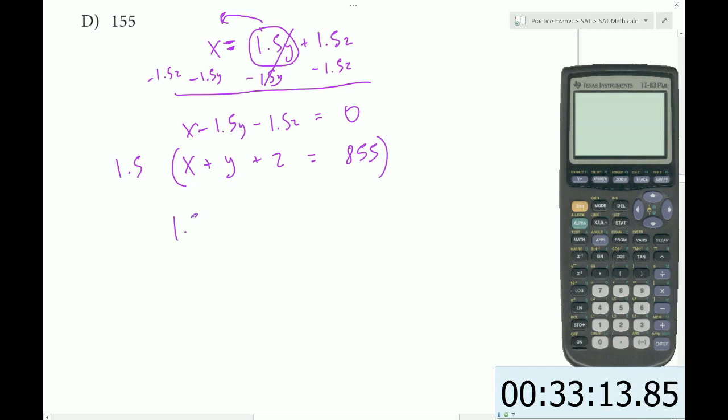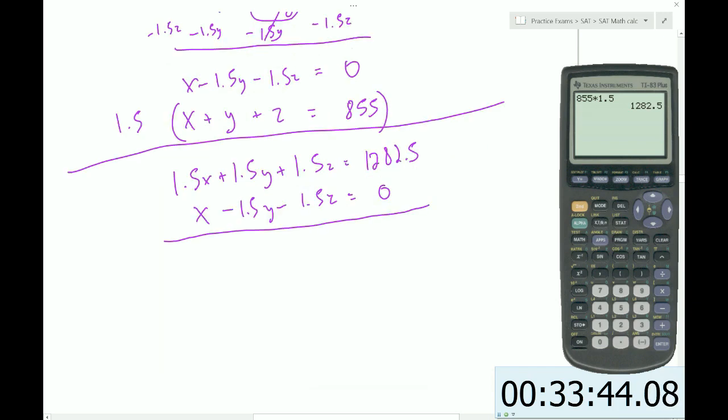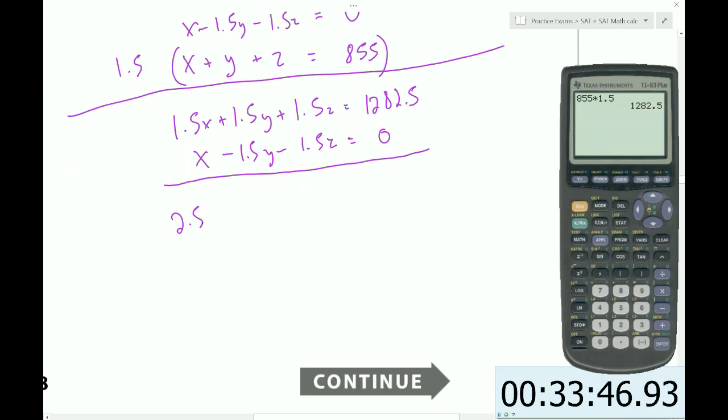So I end up with 1.5x plus 1.5y plus 1.5z is equal to, and I need to do the math for this, 855 times 1.5 would equal 1282.5. Okay, and now I'm going to rewrite the other equation underneath here. Okay, equals 0. And at this point is when I can add these two lines. So when I add these two lines, I get 2.5x, the y's will cancel and the z's will cancel because we have opposite signs, equals 1282.5.